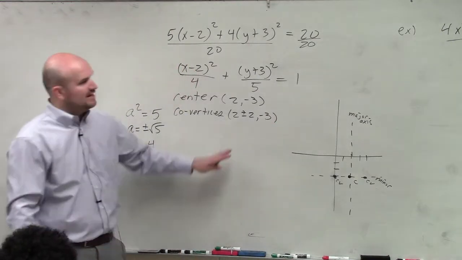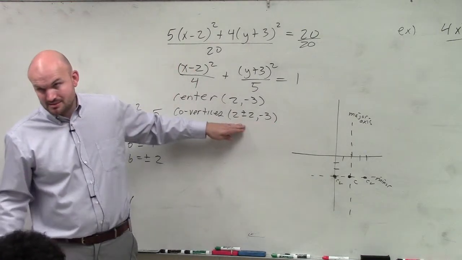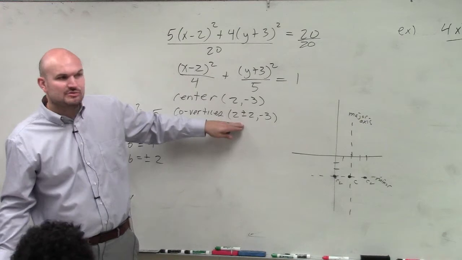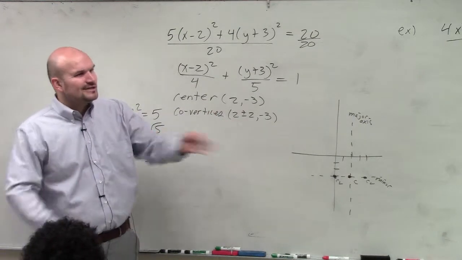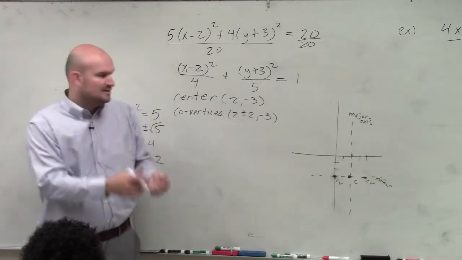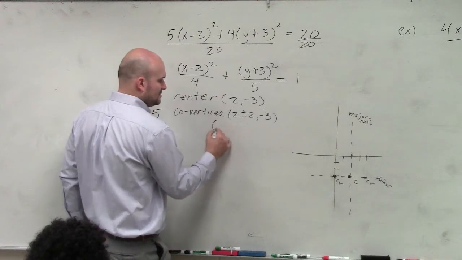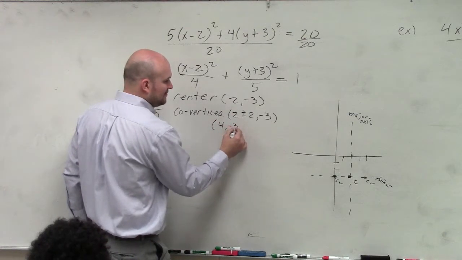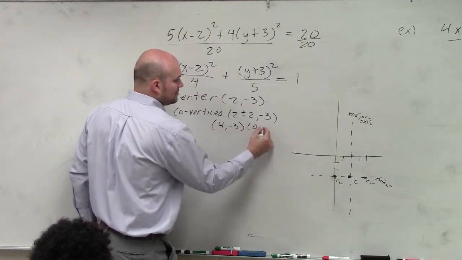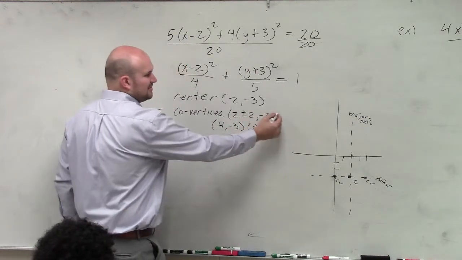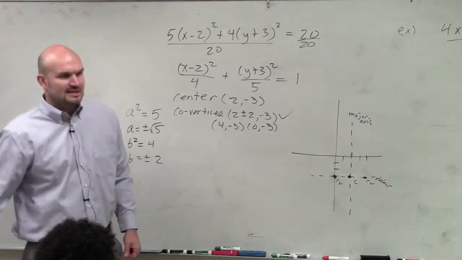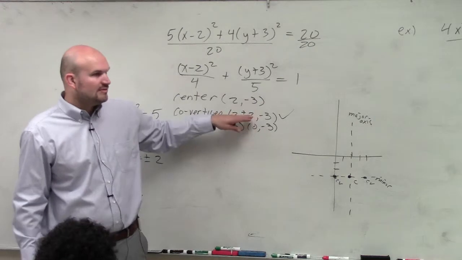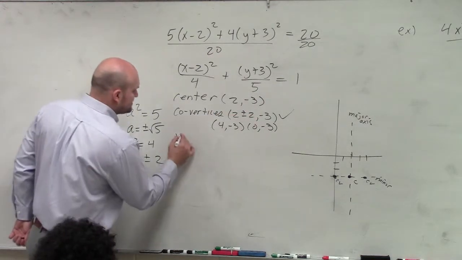Now, I will say I do not like you writing your answers like this, okay? Because you guys can obviously do the math for this one, right? When it's at 0, plus or minus is fine. But let's write these out. So therefore, let's do 4 comma negative 3 and 0 comma negative 3. Okay? Don't leave me with this. That's laziness, in my opinion. So let's simplify them. The vertices.